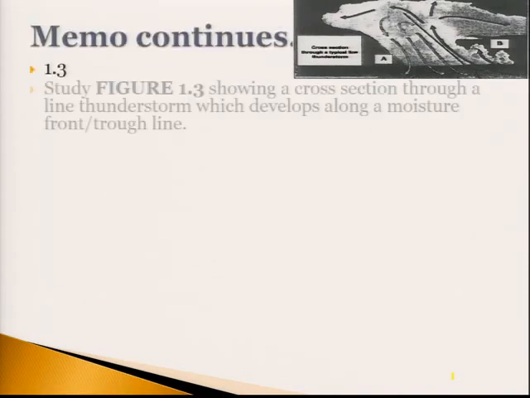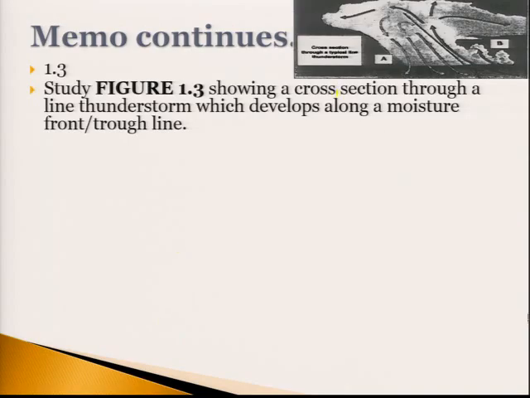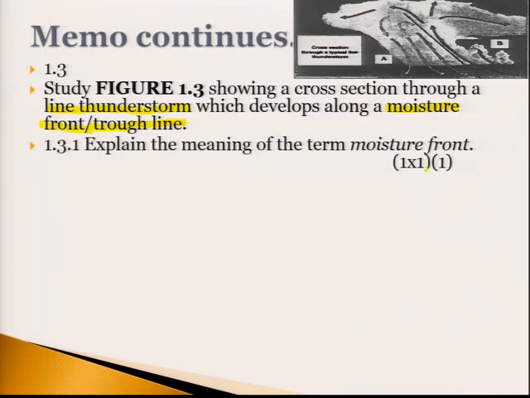Let's continue. 1.3. Study figure 1.3 showing a cross section through a line thunderstorm, which develops along a moisture front, or what we call your trough line. Now immediately you check your figure, you'll see that you must identify your oceans to be easier. Then colleagues will agree to say this will be your Atlantic Ocean and that will be your Indian Ocean. At B. Explain the meaning of the term moisture front, just like it appears in the question.